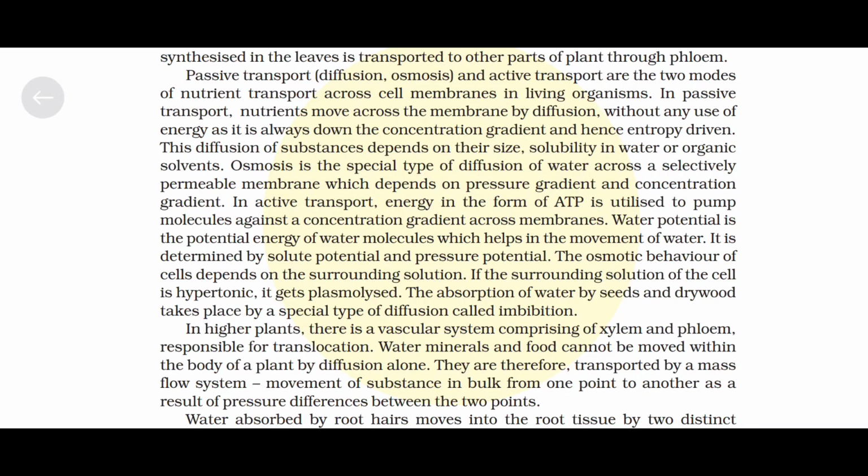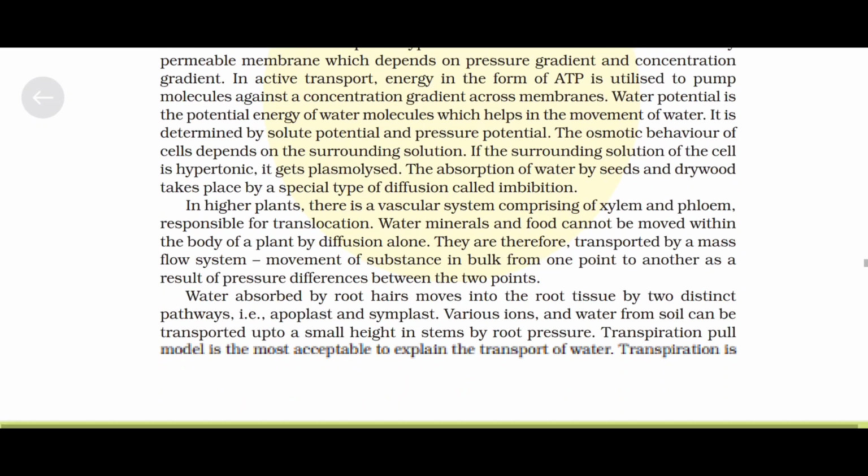In active transport, energy in the form of ATP is utilized to pump molecules against the concentration gradients across membranes. Water potential is the potential energy of water molecules which helps in the movement of water. It is determined by solute potential and pressure potential. The osmotic behavior of the cell depends on the surrounding solution. If the surrounding solution of the cell is hypertonic, it gets plasmolyzed. The absorption of water by seeds and dry wood takes place by a special type of diffusion called imbibition.